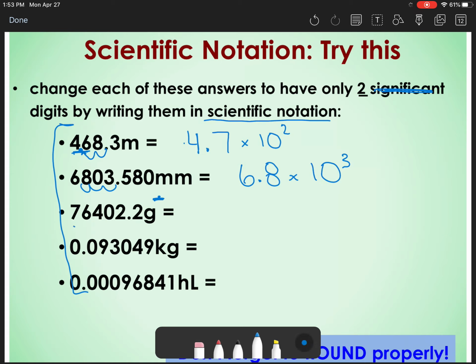Okay, next one. 7 and 6, decimal moves behind the 7. How many times did the decimal move from where it originally was to where I put it? 1, 2, 3, 4 places.